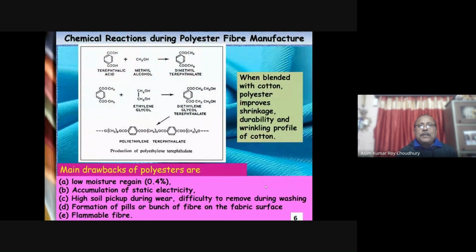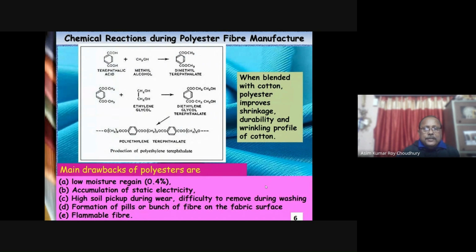Chemical reaction during polyester manufacture, as all of you know: it is polyethylene terephthalate, made by reaction of dimethyl terephthalate with ethylene glycol, so we get diethylene glycol terephthalate. When blended with cotton, polyester improves the shrinkage, durability, and wrinkle profile of cotton.